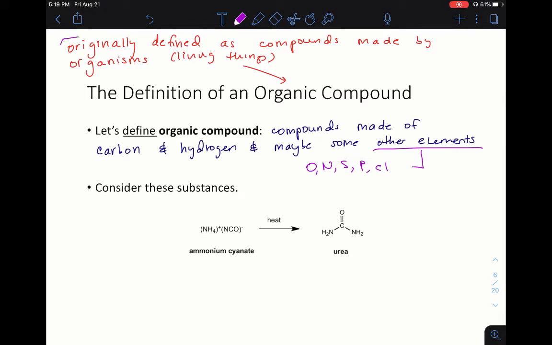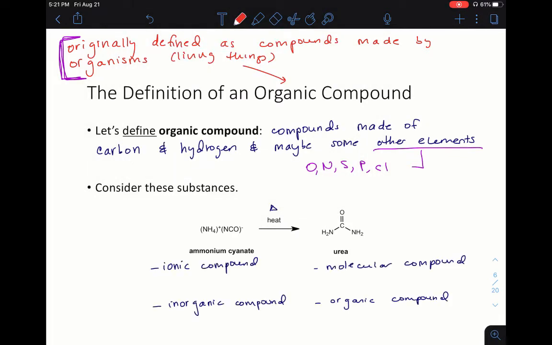Now, why don't we define organic compounds as they were originally defined, such as those that are made by living things? Well, this definition broke down when chemists discovered that ammonium cyanate could be heated in the laboratory to form urea. Let's go ahead and classify ammonium cyanate and urea so that we can understand why this changed the definition of organic compounds. Pause and do that.